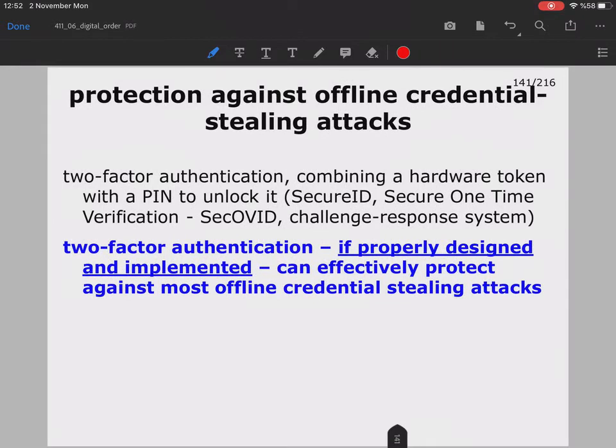So protection against offline credential stealing attacks is done by two-factor authentication, combining a hardware token with a PIN to unlock it. There are many types of technologies for this, like secure one-time verification, SecurID, and challenge-response systems. And two-factor authentication, if properly designed and implemented, can effectively protect against most offline credential stealing attacks. They are, in fact, reliable.